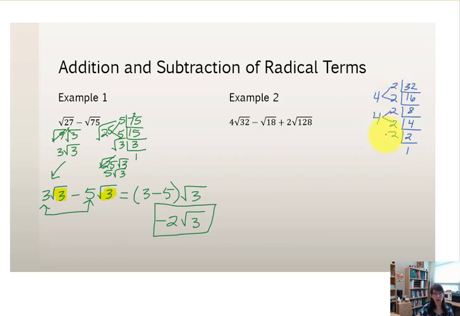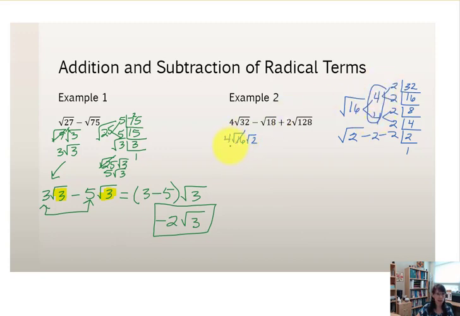Let's get those paired up, and that one's by itself. But look, we created a pair of 4s here. So it's really 16 times 2. That's square root of 16, square root of 2. So back to that first term. 4 is really being multiplied by square root of 16 times square root of 2. Now we know that the square root of 16 is a perfect square, right? It comes from 4 times 4.